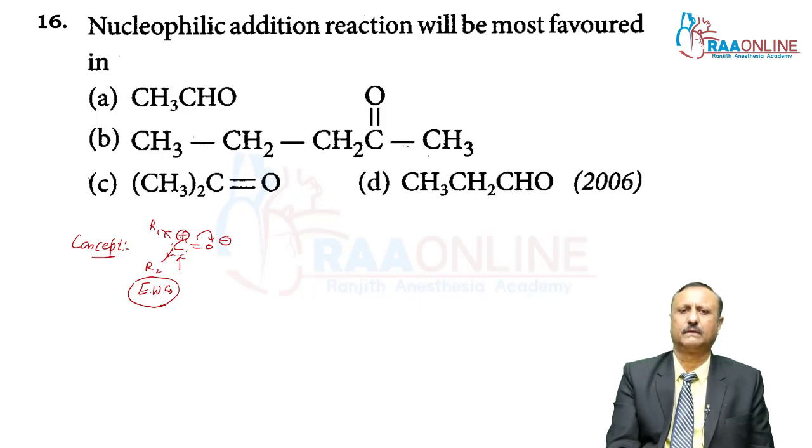But when you attach alkyl groups to this carbon atom, the electron deficiency of this carbon atom decreases. So the rate of nucleophilic addition reaction decreases. Now, my dear students, you can see here CH3, CH2, CH2 and here CH3. You can see more alkyl groups are attached here, two alkyl groups, and bigger alkyl groups are attached.